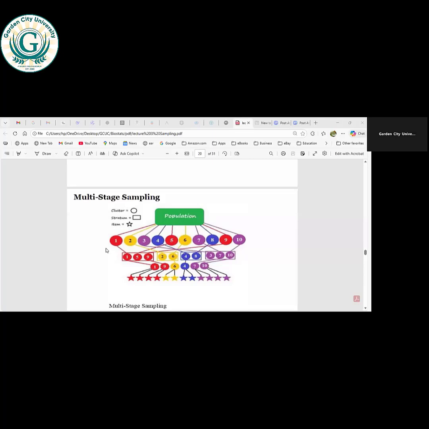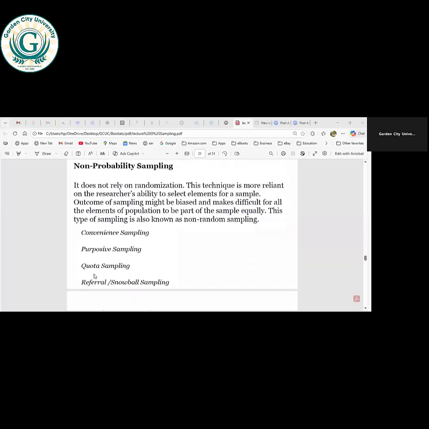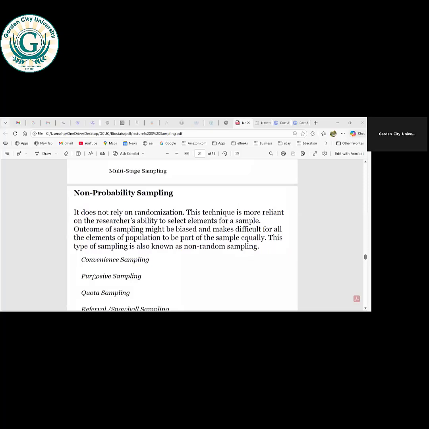The moment you use more than one of these techniques, what you are doing is, oh, sorry, multi-stage sampling techniques, multi-stage sampling. Any question on this? Then I move on to the non-probability sampling techniques.